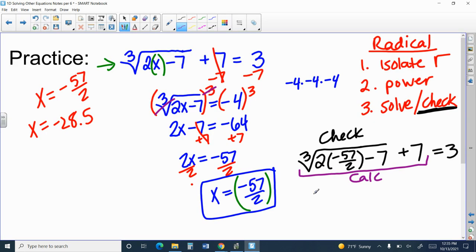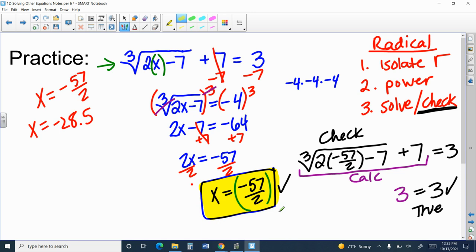That means this side of the equal sign simplified to 3, and the other side was already equal to 3. So this is what we get, 3 equals 3. What does that mean if I get an equation that's true? It is a solution. So this does work. X equals -57/2 is our solution.